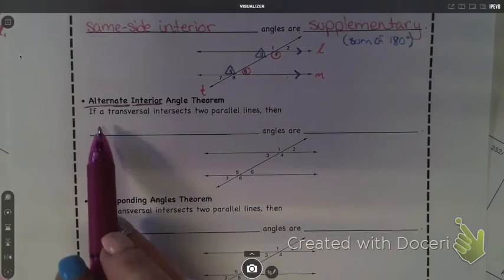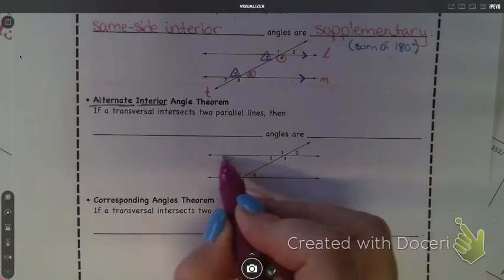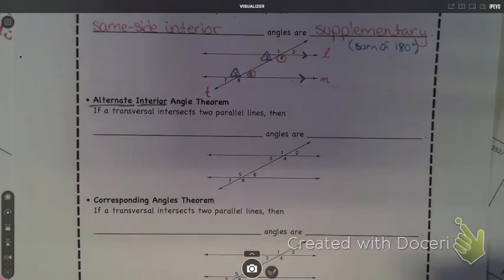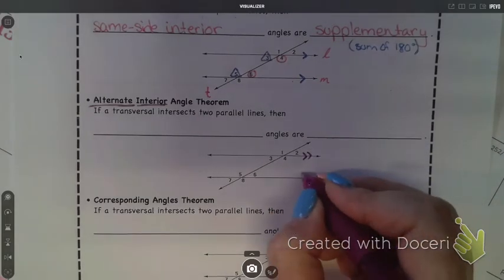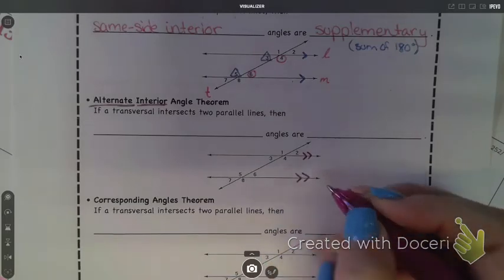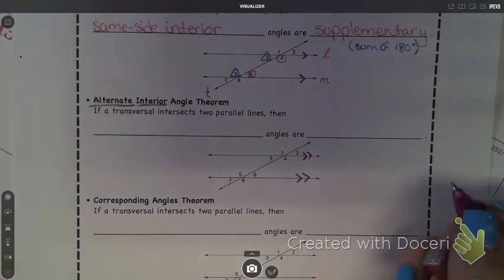okay, so if a transversal intersects two parallel lines, what do I need to put on these two lines to make sure they're parallel? Arrow. Can I put 2 arrows? Yeah. But if there's 2 arrows on one, there has to be what? 2 arrows on the other. Just like when we're saying sides are congruent, we just start adding tick marks. We just start adding arrows the more parallel lines we have.